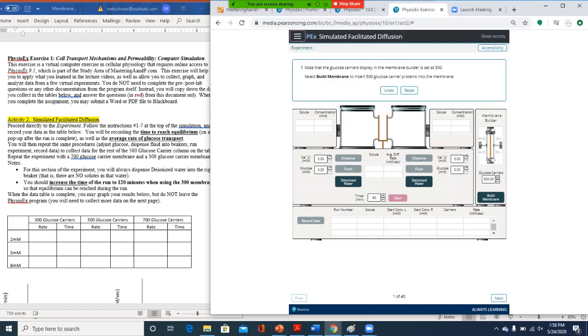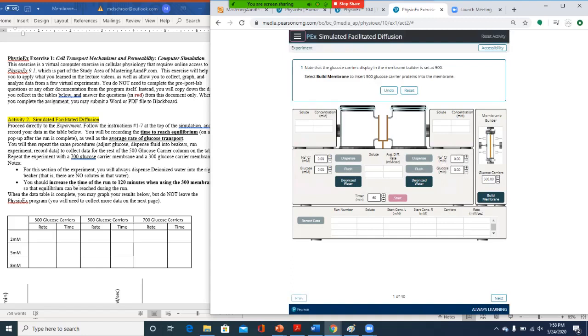Okay. And so here is the experiment. Note that there are instructions up here. So this is instruction number 1. And so if we look over here in your lab handout, what you can see is that you are to follow instructions number 1 through 7.